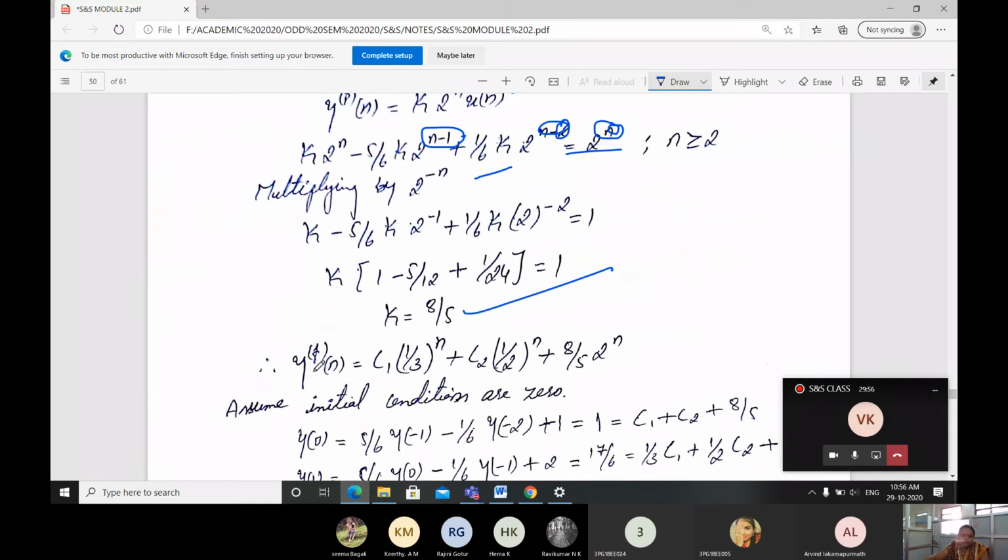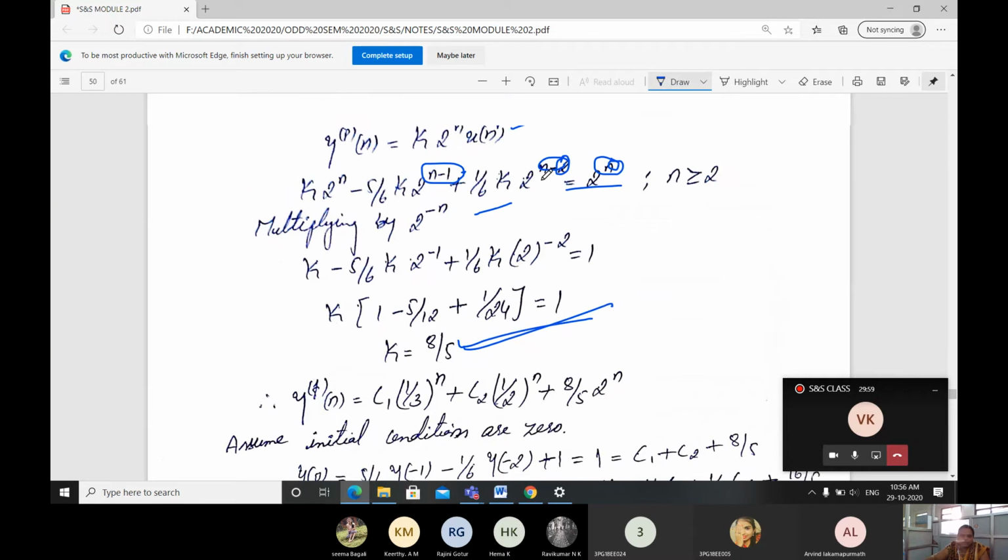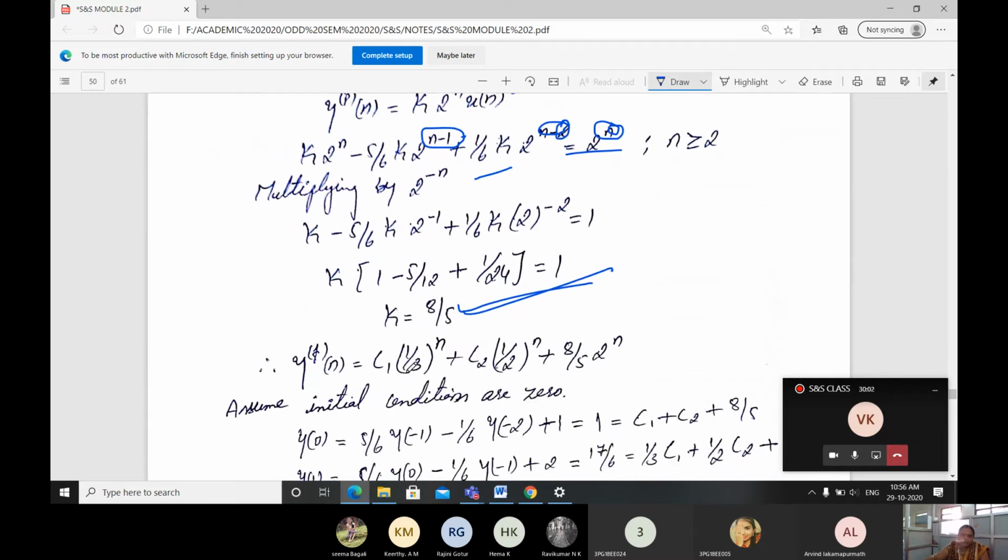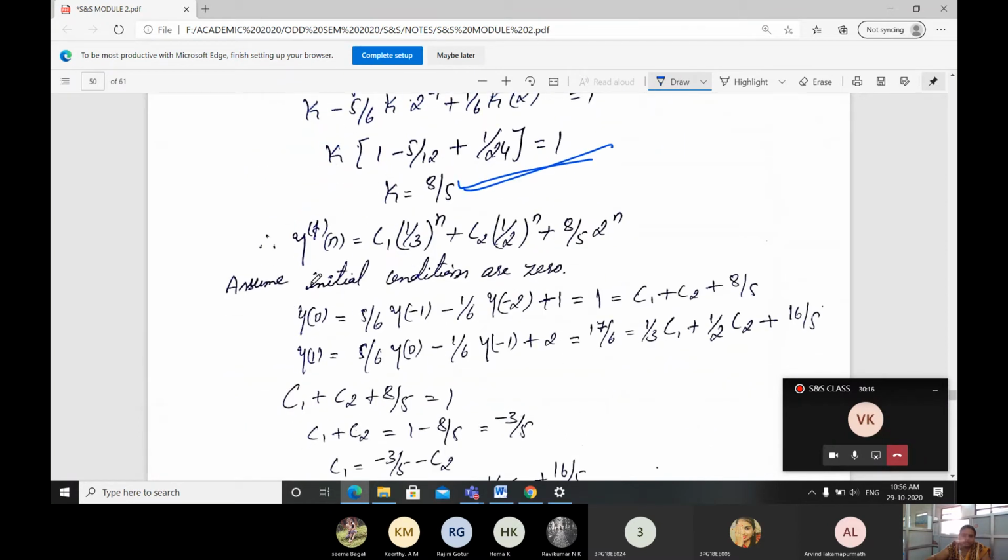Therefore, the forced response is what? This is a particular solution along with the natural function. Therefore, C1 into 1 by 3 power n plus C2 into 1 by 2 power n plus 8 by 5 into 2 raised to n you will get. Then the initial conditions are going to be 0 only, right? y of minus 1 is 0 and also y of minus 2 is 0.